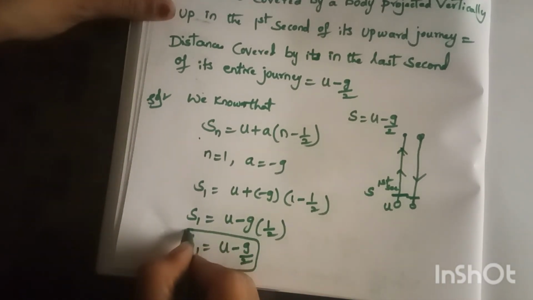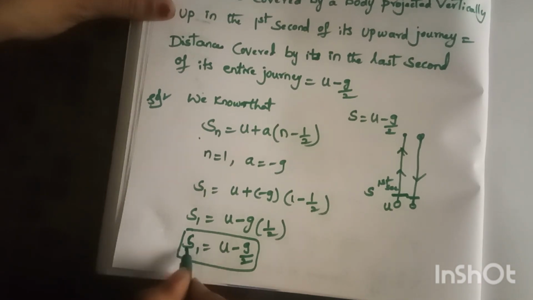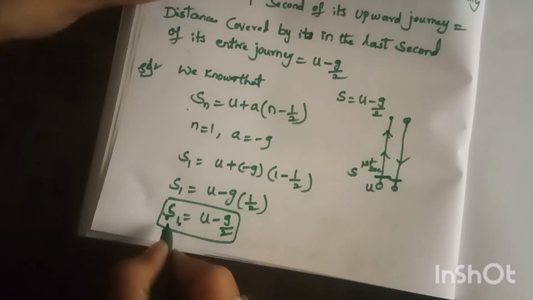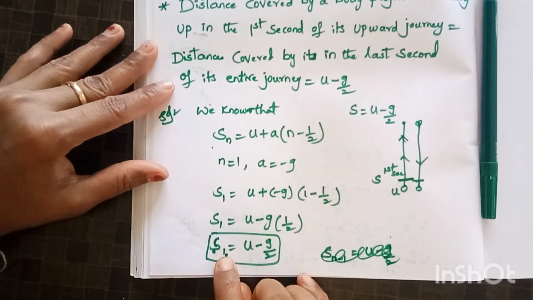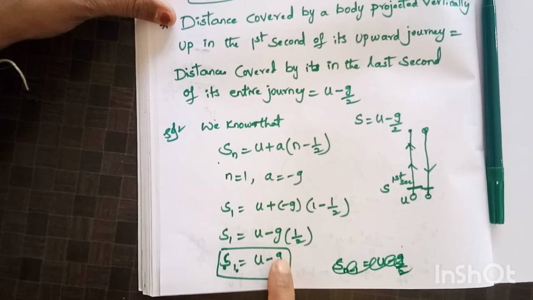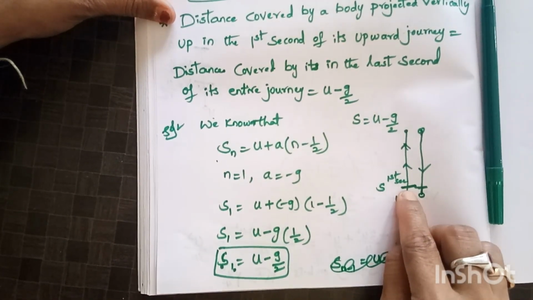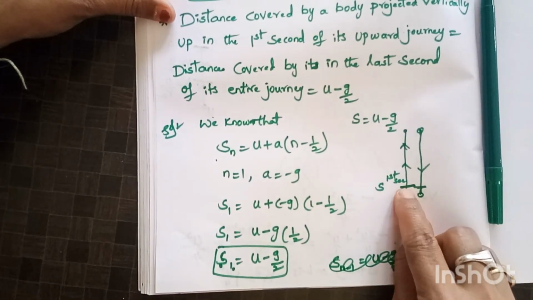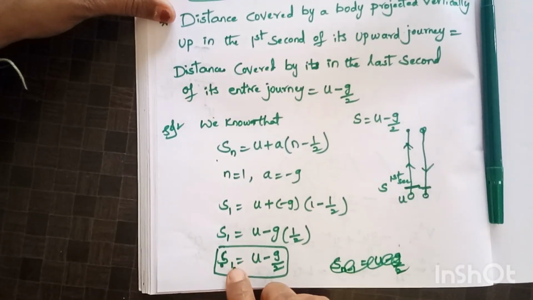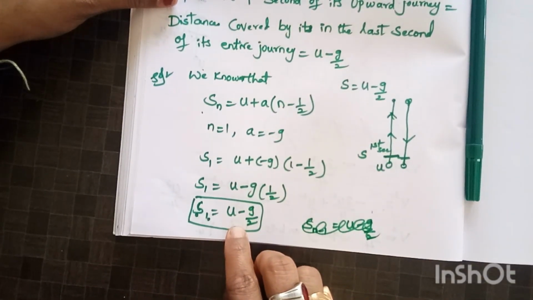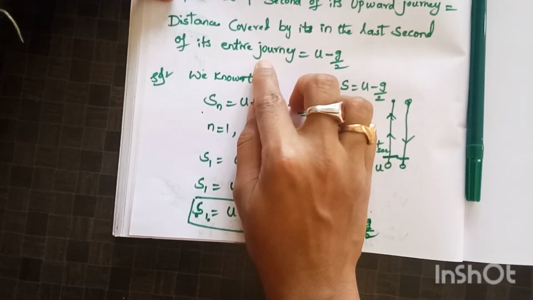So this is the distance covered by the object vertically up in the first second, equal to u minus g by 2. This is for the distance traveled by the object in the last second. So the distance traveled by the object in first second of its upward journey equals u minus g by 2, and this is the last second of its downward journey. So these two distances will be equal. S1 equals to u minus g by 2 for the first second of its upward journey, and this value will be same for the last second of its downward journey, that is the entire journey.